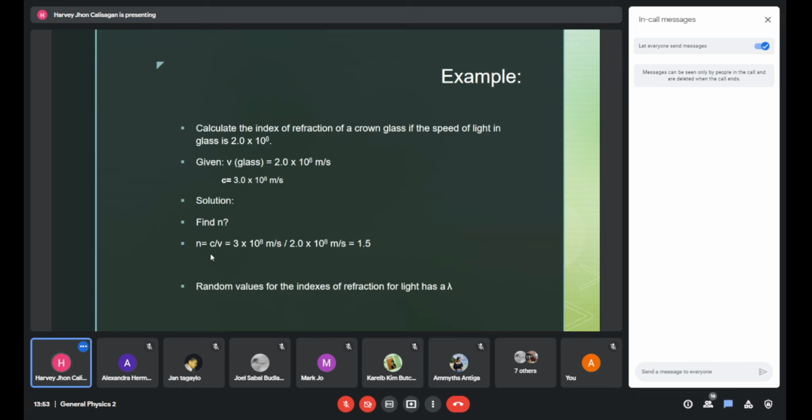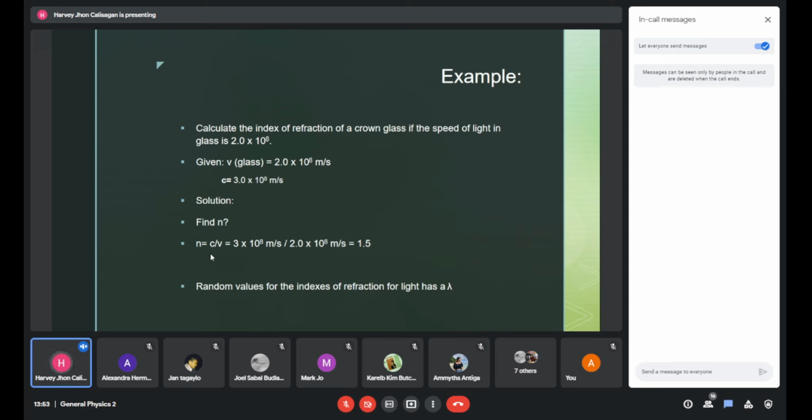Like for example, this one. Calculate the index of refraction of a crown glass. Take note we are using the crown glass, if the speed of the light in the glass is 2.0 times 10 to the power of 8. Let's try to visualize that the crown glass that we're talking about here can absorb and refract the light, creating its own speed. Like, for example, the bottle glass.